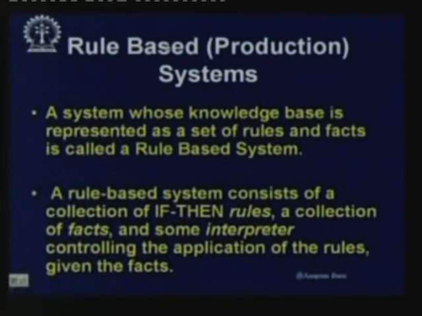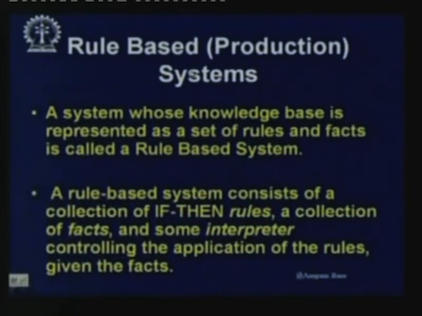So, let us now come to rule based systems once again. Now, rule based systems are also known as production systems. Those of you who have worked on compilers, you have seen that often grammars are specified in the form called Backus-Naur form, which is also a set of productions. I leave it to you to find the similarity between those statements which are given in Backus-Naur form and the type of rules that we will be discussing. Certainly, there are quite a few similarities. Now, you see, a rule-based system, which is also known as production system, is a system whose knowledge base is represented as a set of rules and facts.